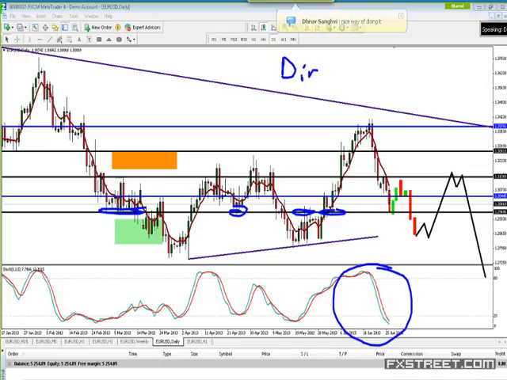The yen, I think, comes down to 96.70 and then chases itself all the way back to about 98.